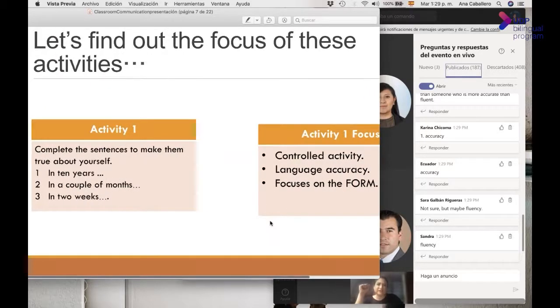This is a controlled activity. This requires language accuracy and it focuses on form. In 10 years, I will blah, blah, blah. In a couple of months, I will.